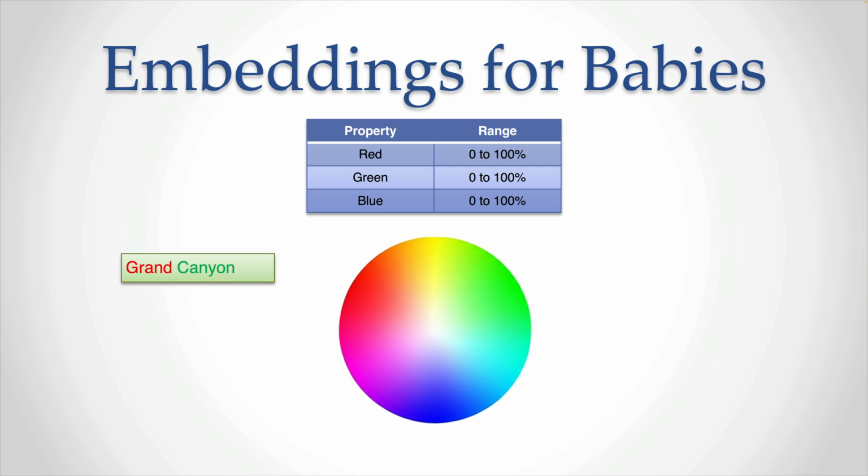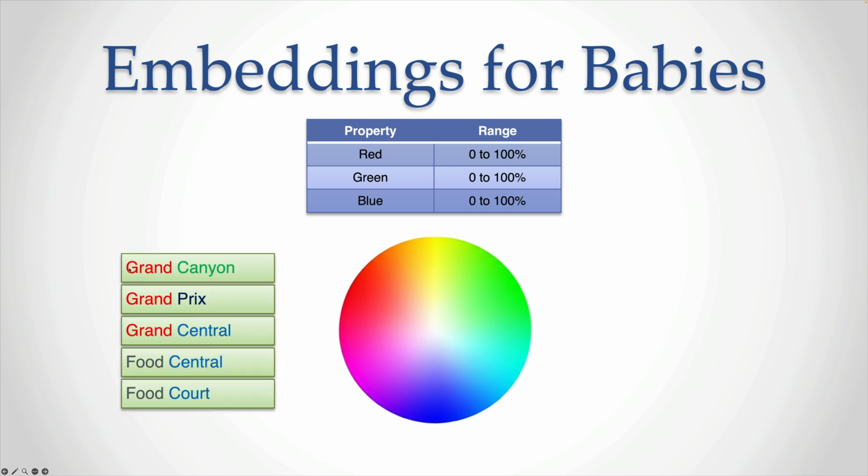Okay. So what does this have to do with embeddings? Let's say we have these phrases, Grand Canyon, Grand Prix, that sort of thing, right? Now I want to embed them. Well, essentially, like I said, let's think of embedding as just being able to express each one of these phrases as having a certain combination of red, green, and blue. Those are the only 3 properties I have for expressing any one of these. So I'm really trying to map each phrase onto someplace on this color wheel.